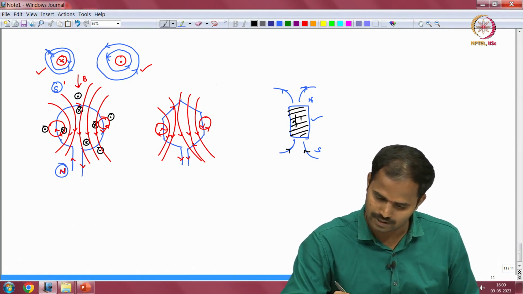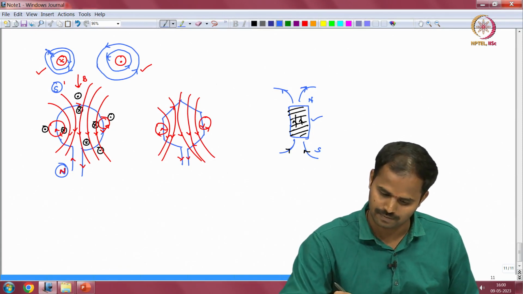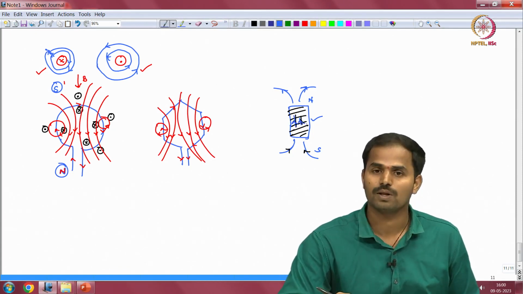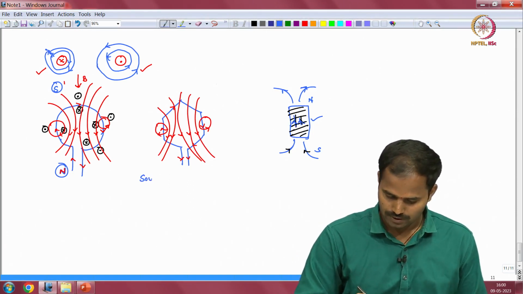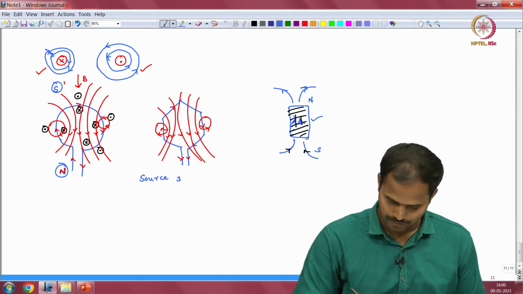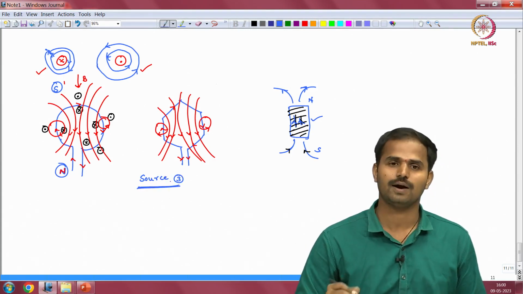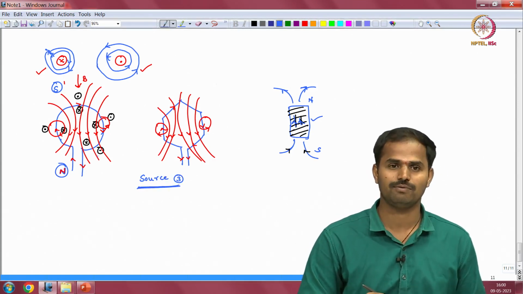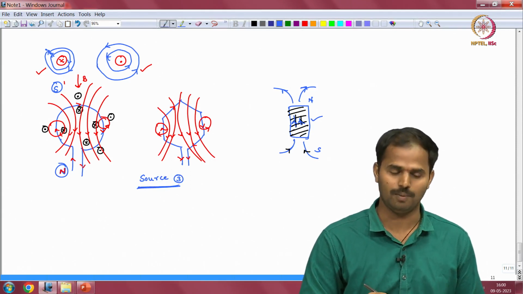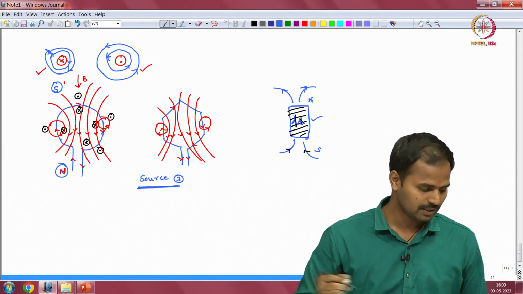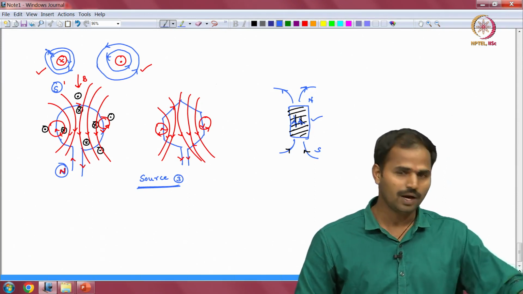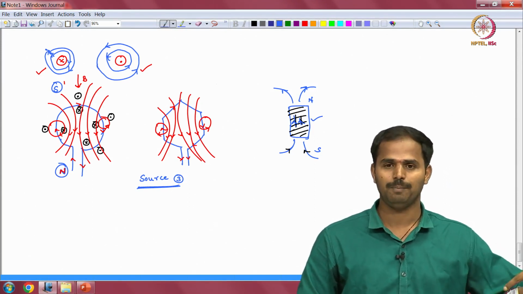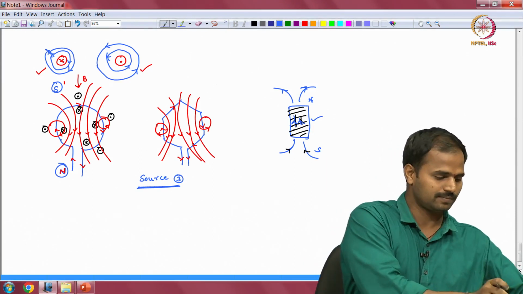Here flux lines are coming in this direction. This is the source 3, the singleton coil: how the flux lines will form and how the poles will form. Then next we will discuss the solenoid. Solenoid was invented by Ampere.